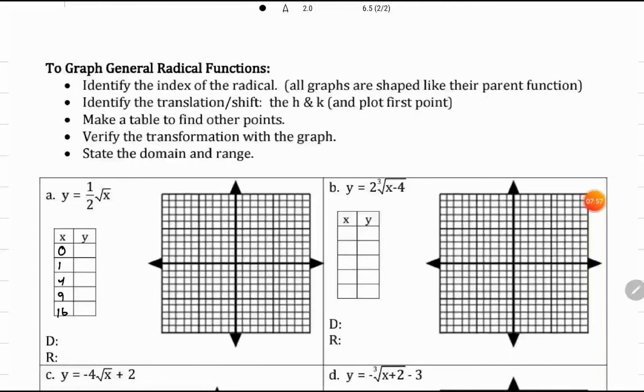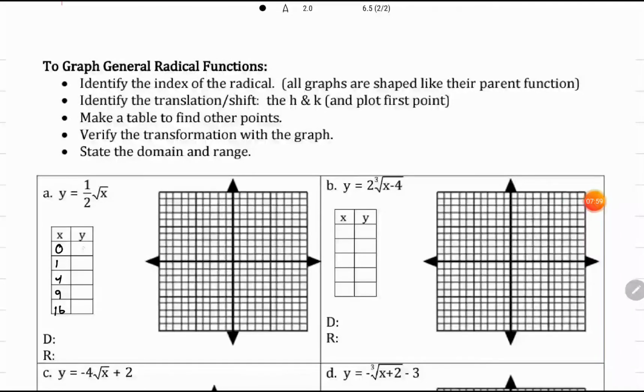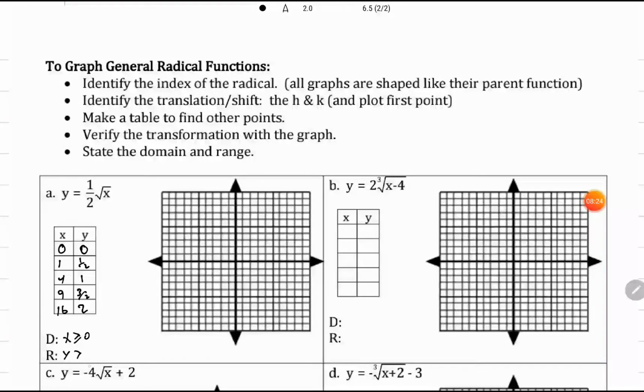Square root of 0 is 0, 1/2 of 0 is 0. 1/2 of 1 is 1/2. Square root of 4 is 2, and 1/2 of 2 is 1. Square root of 9 is 3, and we get 3 halves. Square root of 16 is 4, and half of 4 is 2. Our domain and range: x is still greater than or equal to 0, and y is greater than or equal to 0.